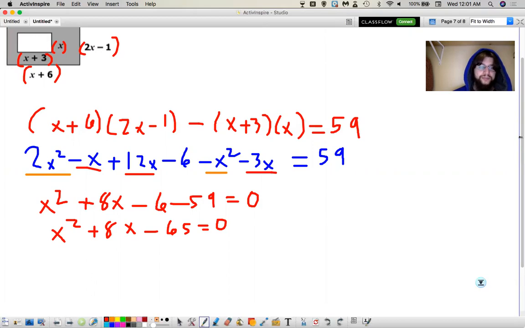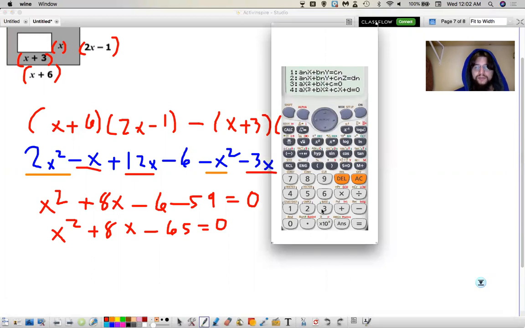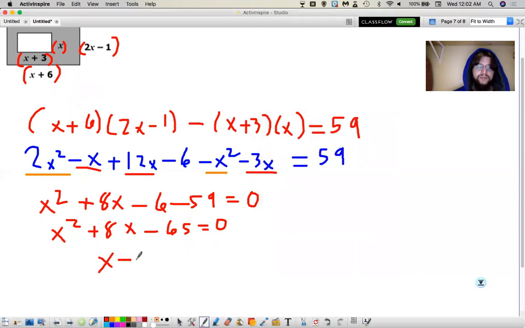Where was I? Here, we've got the quadratic in standard form. Mash your buttons: 1, 8, negative 65. 5 and negative 13. Obvious, right? X is 5. Okay, found x.